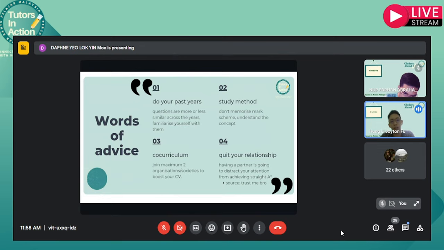So I'll say that you can join a maximum of 2 organizations or societies. For instance, I joined as the orientation camp commander, and I'm also the president of the Model United Nations Club of my college. So that definitely helps a lot in my CV. And another thing is, of course, experience. Because when you go into uni, there are more group works and more projects. So if you don't learn how to communicate with people, how to manage projects with a team during your college, then you still need to pick up that skill in your university. And number four, quit your relationship. Having a partner is going to distract your attention from achieving straight A plus. So this is definitely something that you can take as advice.